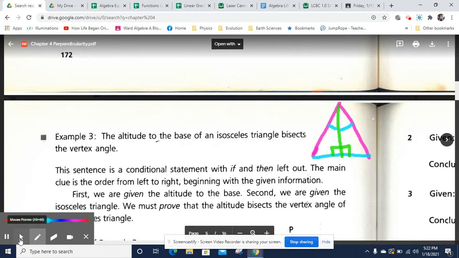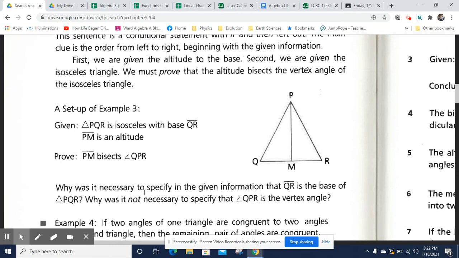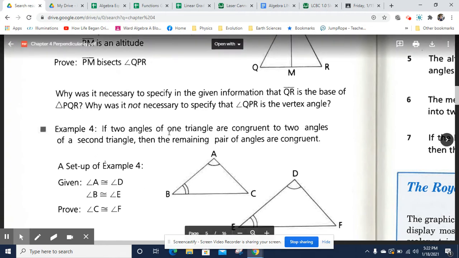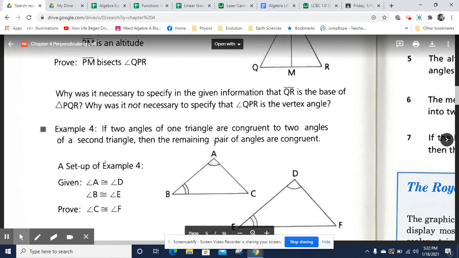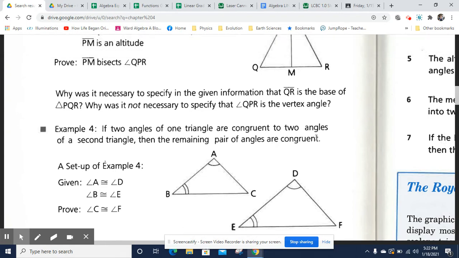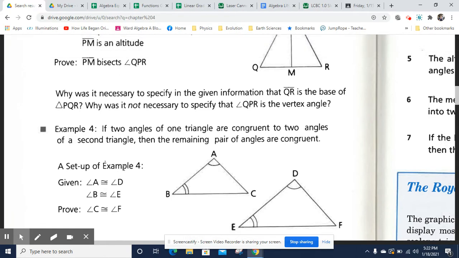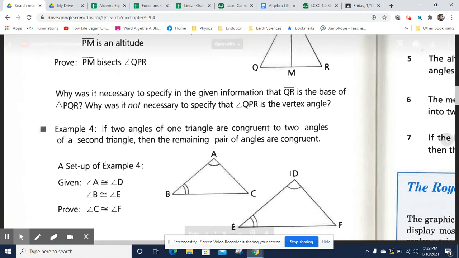So throughout here, you're going to need to take, and here we have the drawing. You had to take the triangles and take the description and draw what you've got. If two angles of one triangle are congruent to two angles of a second triangle, then the remaining pair of angles are congruent. By the way, this is going to prove something called the no-choice theorem. So can we do that? So we draw our two triangles. We know these two are congruent sets. Can we prove that the third set is congruent?